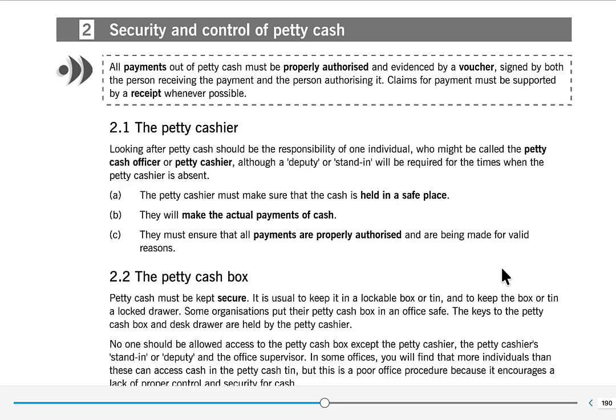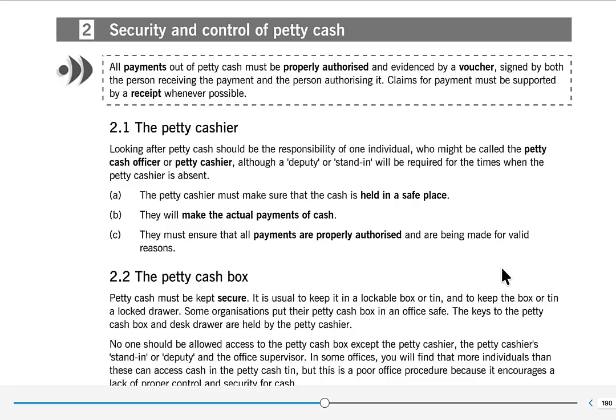The main duties of the petty cashier. The book gives 3 main responsibilities for the petty cashier. Let us explain each one like a teacher in class. Duty 1. Keep the petty cash in a safe place. This is the security part. The petty cashier must make sure the cash is protected, because if the cash is not safe, it can disappear.